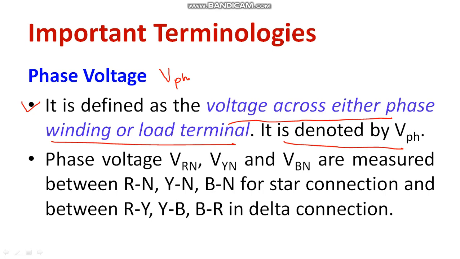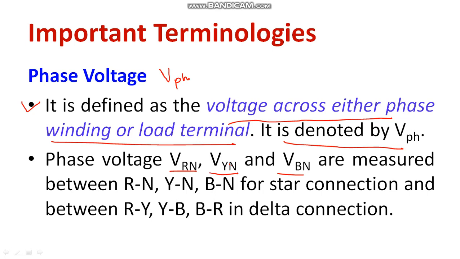For example, if it is a star connection, you can indicate the phase voltages like VRN, VYN and VBN. What is the meaning of VRN? Voltage across R and the neutral point. VYN stands for voltage across Y and the neutral point, where Y is one line and N is the neutral point. Likewise, VBN means voltage across B and the neutral terminal. I will be showing you the particular diagram.